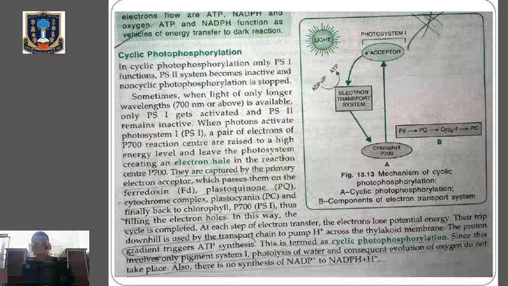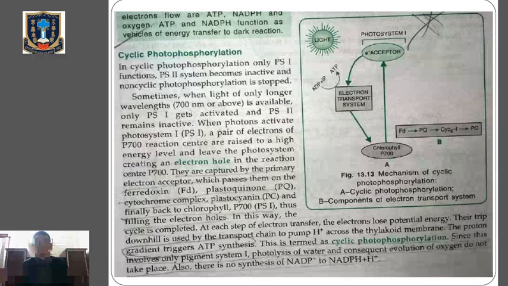Okay, at each stage of the electron transport system, the electrons will lose their potential energy. Their trip downhill is used by the transport chain to pump hydrogen ions across the thylakoid membrane. Since the proton gradient triggers ATP synthesis, this is also termed cyclic photophosphorylation. Since this involves only PS1, photolysis of water and consequent evolution of oxygen does not take place.